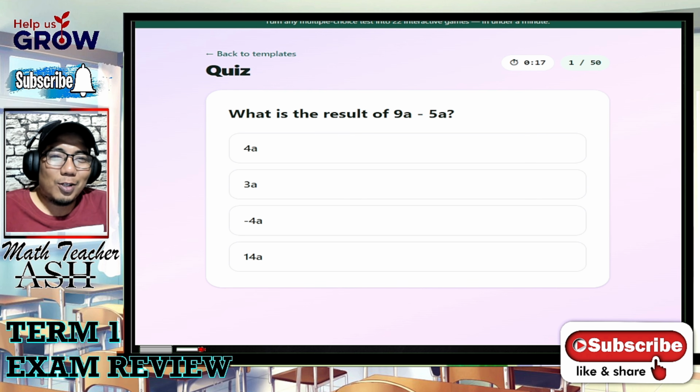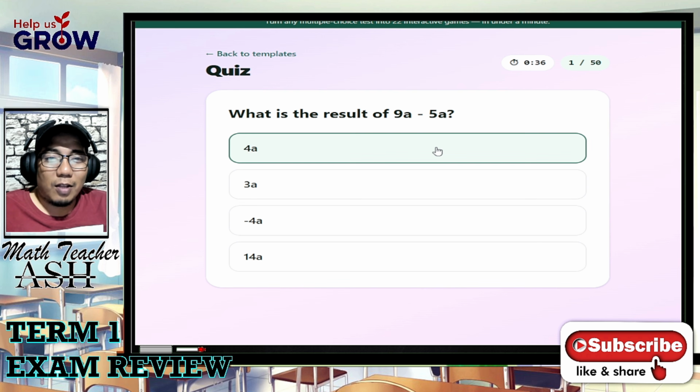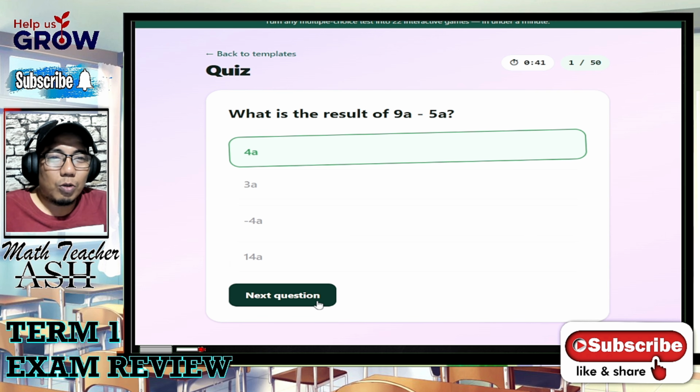Okay, my dear math learners, this question is very easy because what you need to do is you just subtract the numerical coefficient and copy the literal coefficient. So in this case, 9 minus 5, that is positive 4. And copy the a, so that is 4a. That should be the first statement. Let's check whether we are correct. Easy, right? Now let us go to the next question.